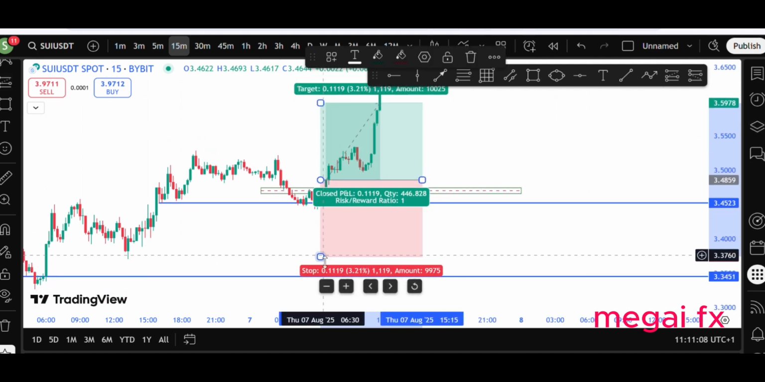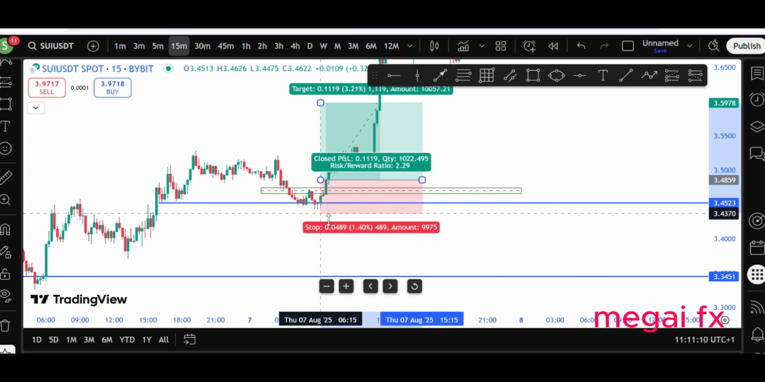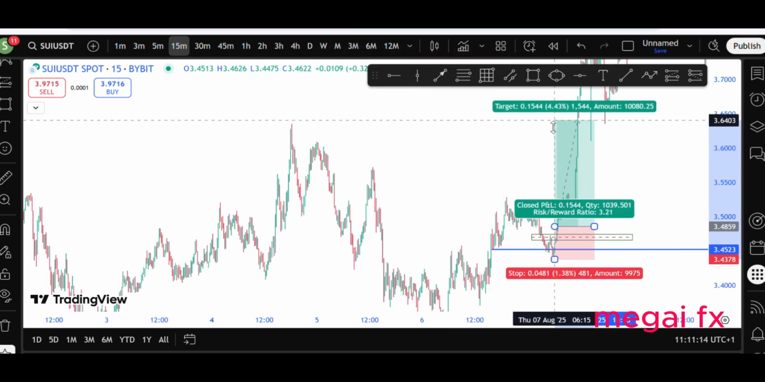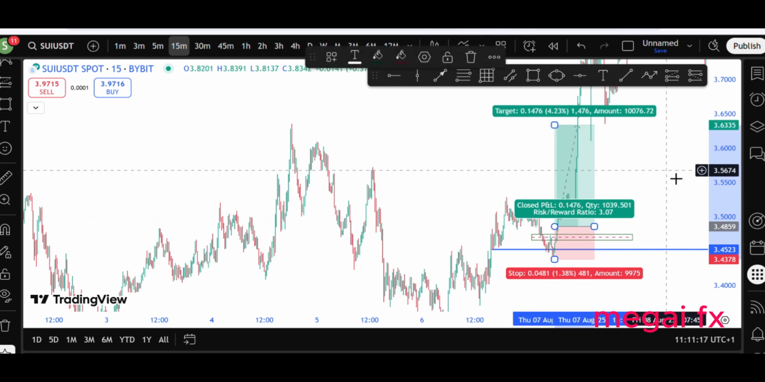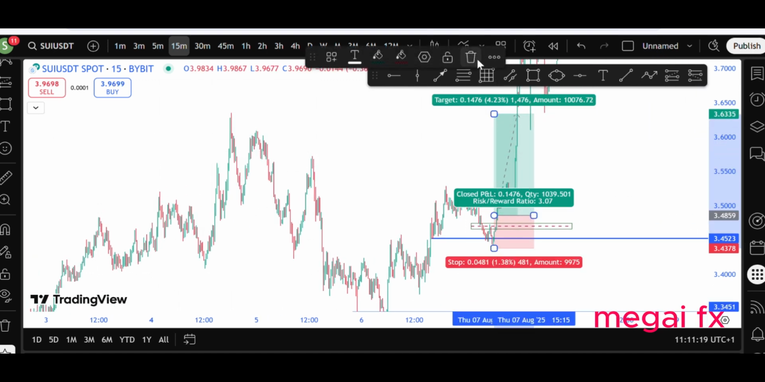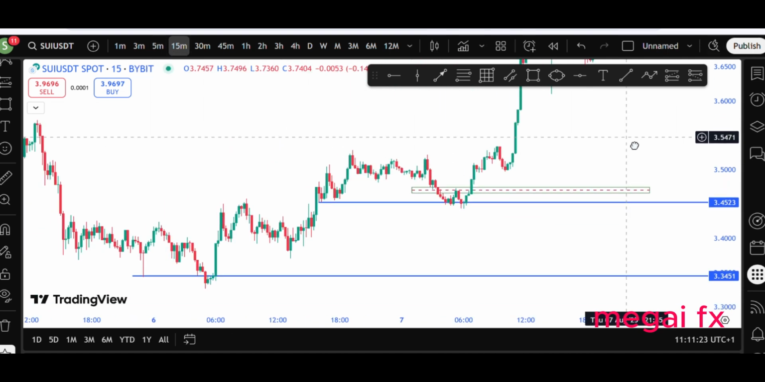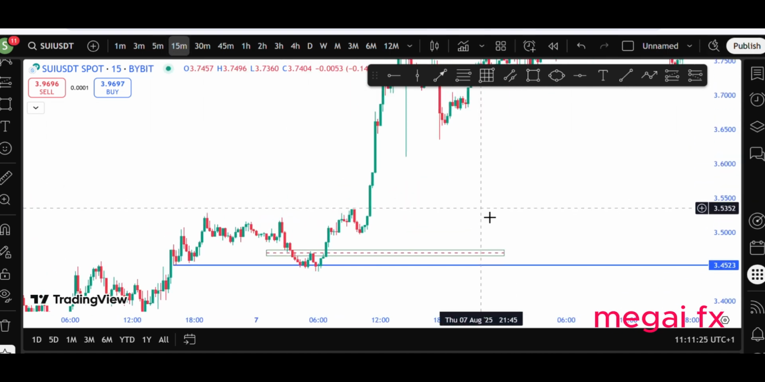then put my stop loss below here. Look at it. Then I target anywhere I want to target, 1 to 2, 1 to 3. You understand? If you go to the 5 minutes time frame, you see the 5 minutes close. But I like using the 15 minutes time frame because it is a bit more powerful than the 5 minutes time frame.